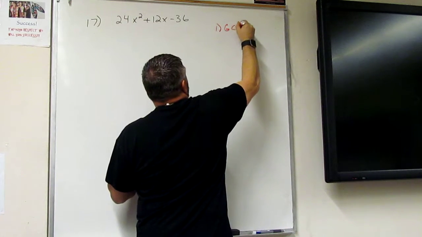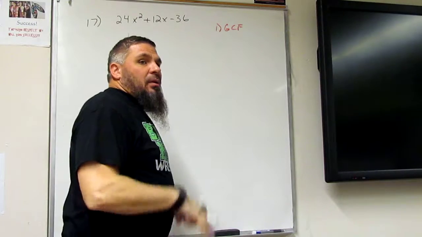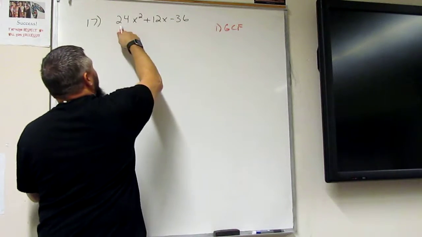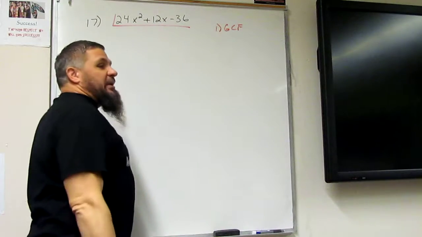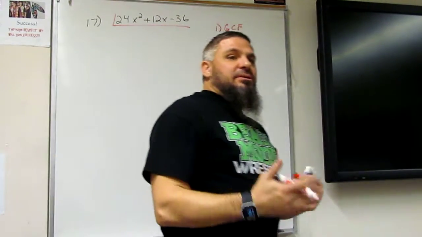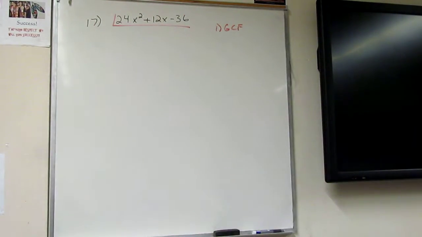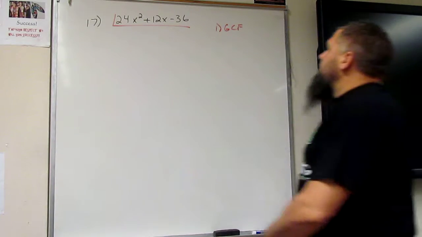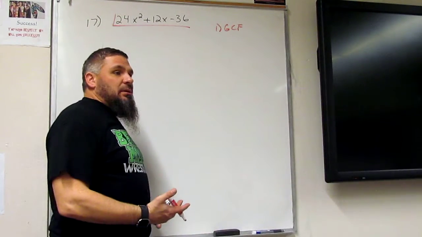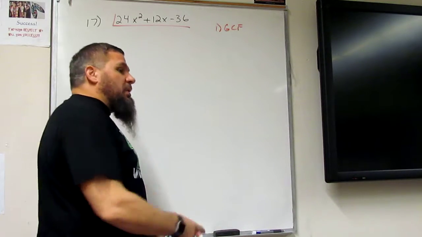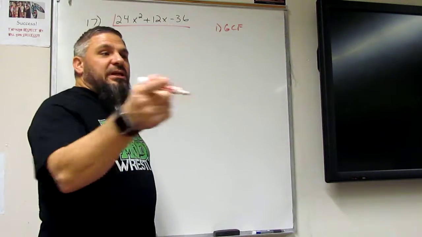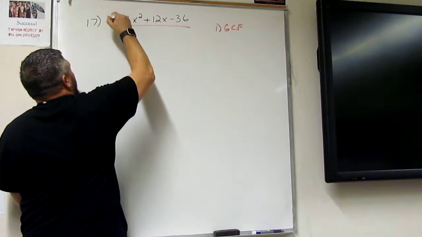is GCF. What goes into 24, 12, and 36? Okay, so upside down division. What goes into all three numbers? 12, 2, right? So either one would work. Okay? Now for this, when we're doing greatest common factor, we do want to look for the biggest number. But just in case we choose 2, right?